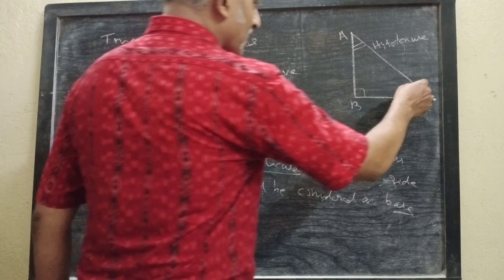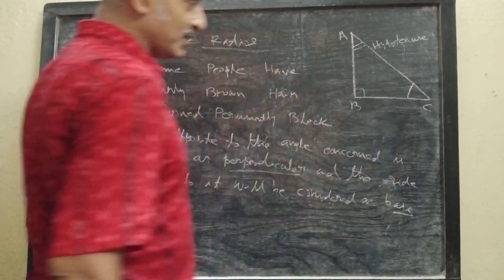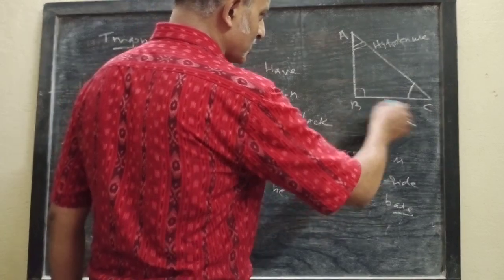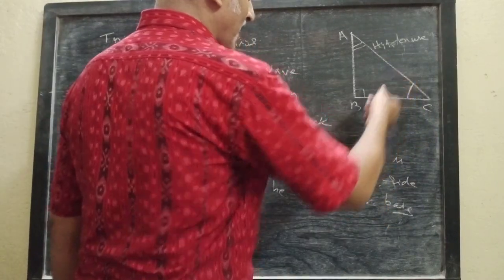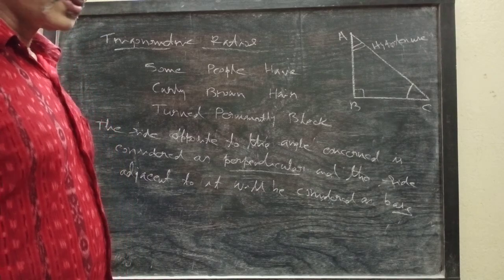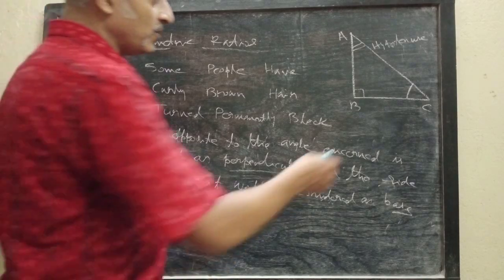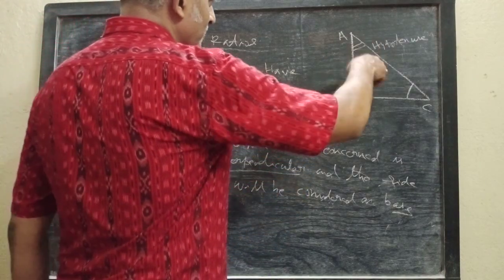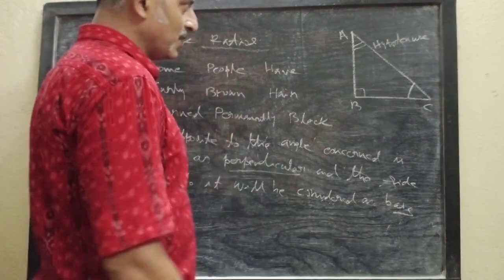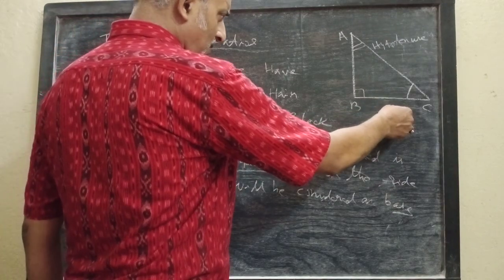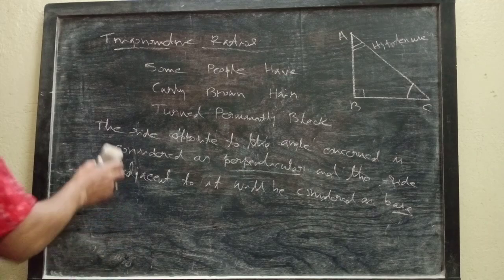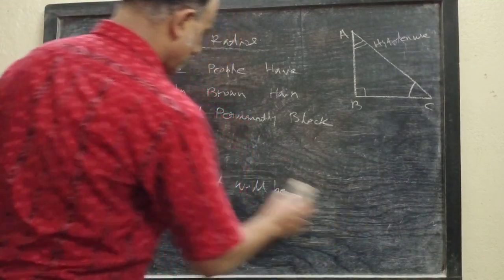Now, if we consider angle ACB as our concerned angle, then 2 sides are adjacent to the angle: one is BC, one is AC. As AC is always our hypotenuse, there is no confusion, so BC will be base in that case. But if we consider BAC as our angle concerned, then BC will be perpendicular and AB will be hypotenuse. Let us write it separately.